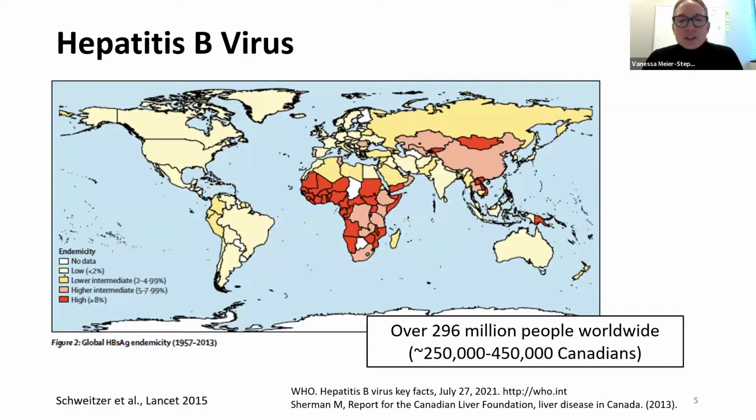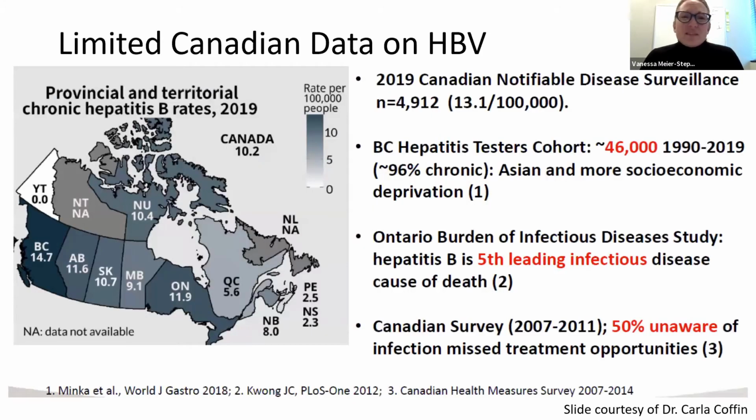The World Health Organization estimates that over 296 million people worldwide are chronically infected with hepatitis B. And the virus disproportionately affects those in sub-Saharan Africa and Southeast Asia. In Canada, while our numbers aren't exact, we have estimates ranging from around 250 to 450,000 Canadians, which is not minor either. The fact that we have limited Canadian data is challenging for making policies and moving forward on this.